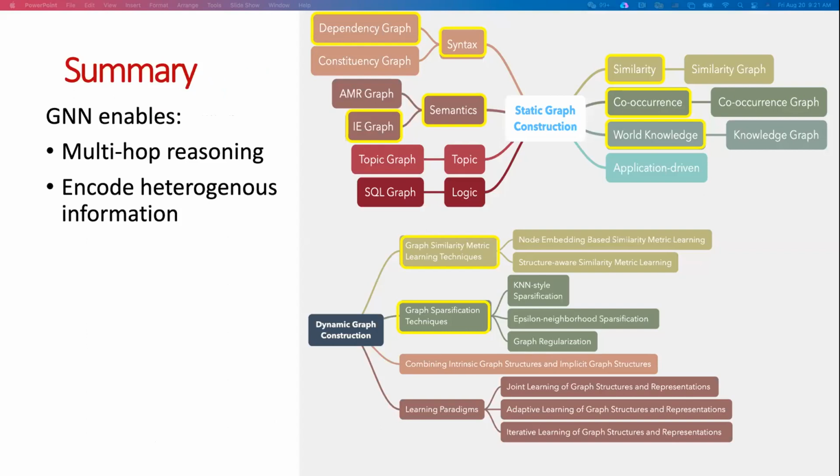So in summary, in machine reading comprehension, when we apply graph neural network, it enables multi-hop reasoning, and also it allows it very straightforward to encode heterogeneous information so that we can capture different kinds of nodes and different edges. And here we can construct both a static graph or a dynamic graph in the case of conversational reading comprehension.